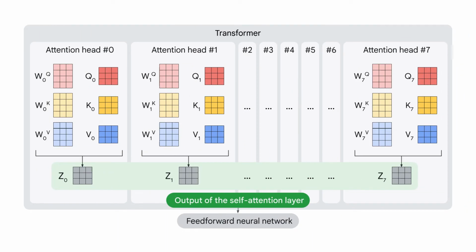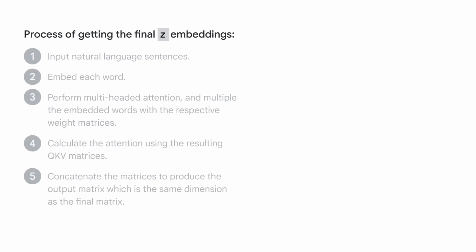Next, we have to sum up the weighted value vectors, which produces the output of the self-attention layer at this position for the first word. You can send along the resulting vector to the feed-forward neural network. To sum up this process of getting the final embeddings, these are the steps that we take.